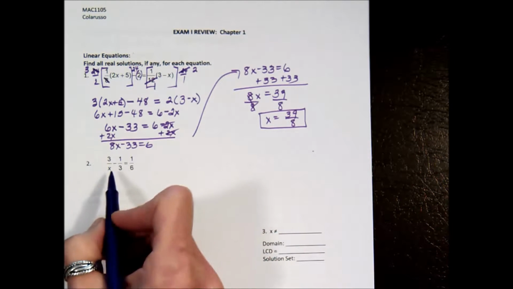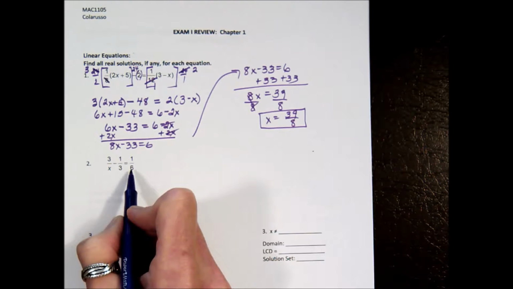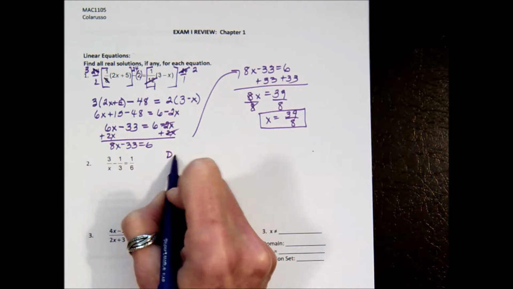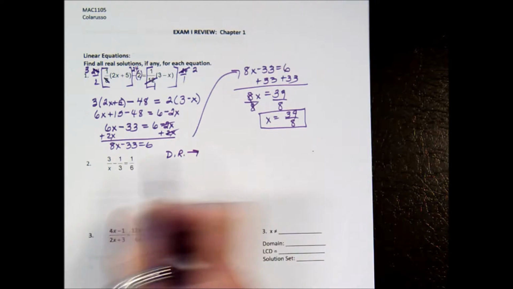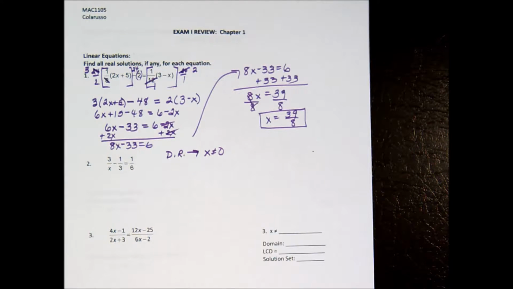Looking at the next one, a couple things again should come to mind. We have fractions, so I'm going to have to multiply by an LCD, but also I have a variable in the denominator. So I have a domain restriction. What is it that x can't be? X cannot be 0 in this case.